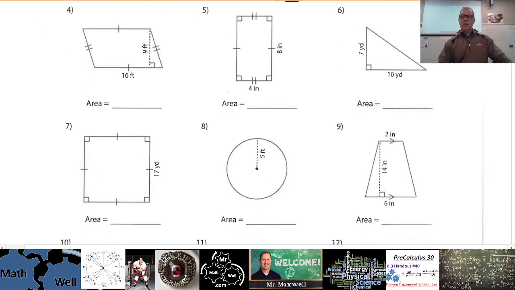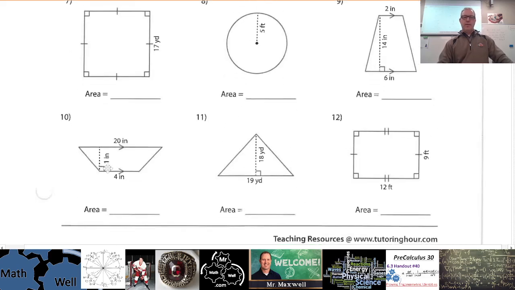Let me just talk about another trapezoid. So obviously the base, right? This is B, this is A. So you find the average of 6 and 2. That's 6 plus 2 divided by 2. That's 8 divided by 2 is 4, times 14. That's going to be your area, okay? Down here for number 10, 4 plus 20 divided by 2 times 1.